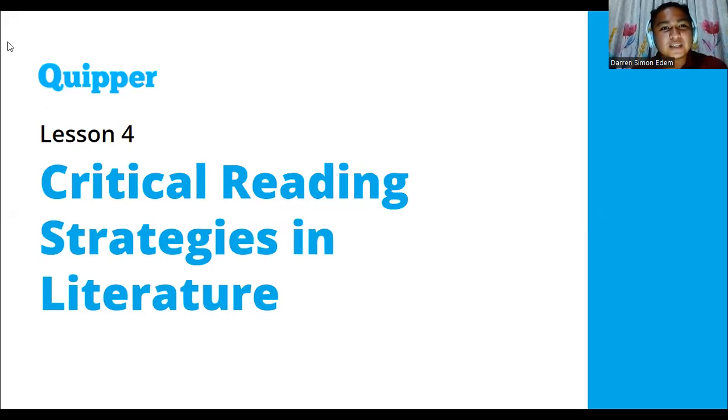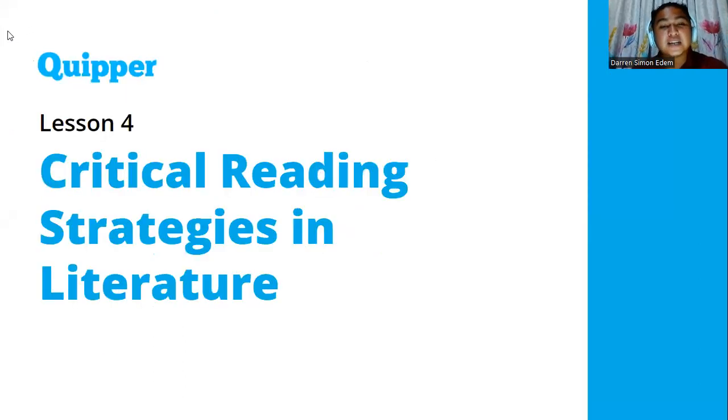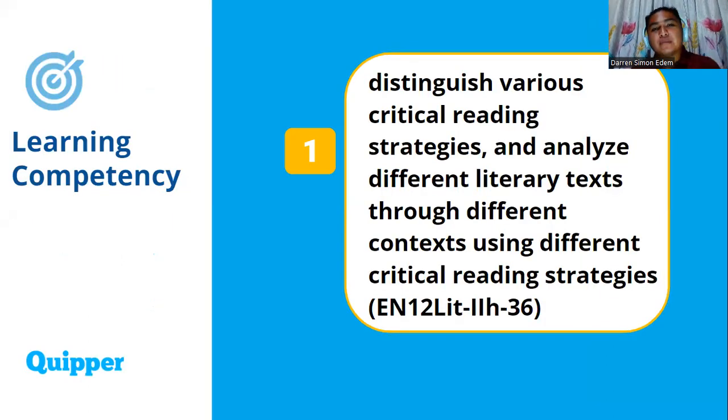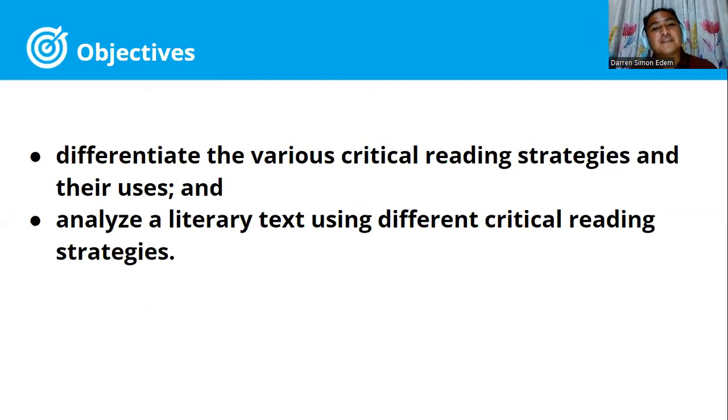Let's now talk about another lesson for this unit, and that is critical reading strategies in literature. This is a lesson that will end Unit 1 in terms of the discussions of different contexts of literary reading. In this lesson, we need to differentiate the various critical reading strategies and their uses and analyze a literary text using different critical reading strategies. Over this unit, we were able to learn different contexts: biographical, sociocultural, and linguistic context.